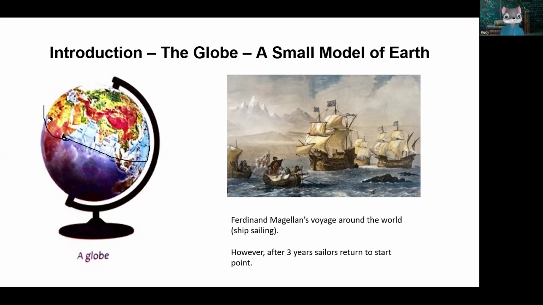He may have died, but his crewmates completed it. But why did this happen? This defines the Earth's shape. Earth is round, and since on round things an object cannot fall off, he went around to the other side of the Earth and returned to the point where he started.